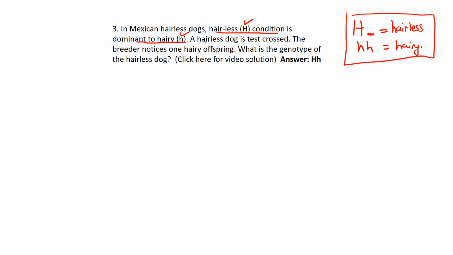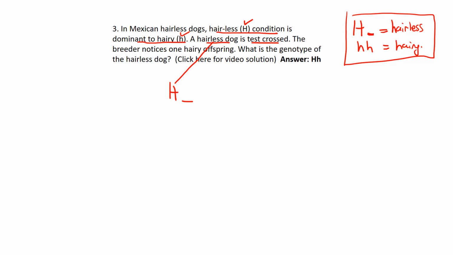It says a hairless dog is test crossed. Okay, hairless dog. If he's hairless, look at our legend, right? Our hairless dog has to have at least a capital H, but nowhere in the question, if you read the rest of it, does it say if it's homo or hetero? So we don't know. We put a line to represent the unknown allele.